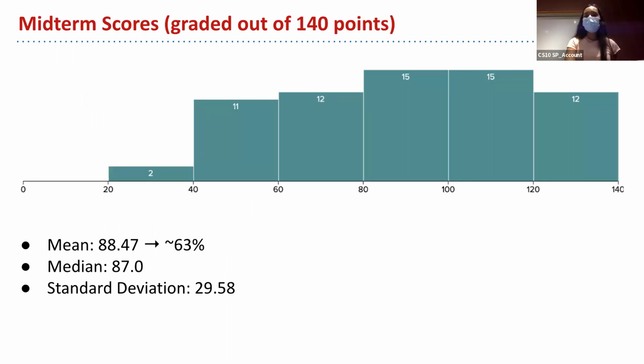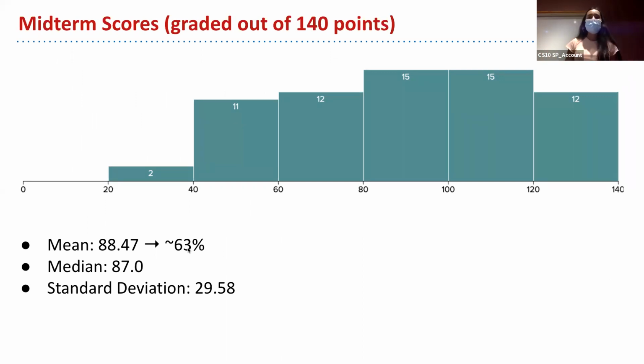Okay, so I said I was going to talk about midterm scores. Hopefully you saw that; I think they went out this morning. This is what the histogram looks like, and this is what the mean looks like. This is out of 140 points, so this is about 63%. This might seem low compared to what you've seen, especially since we have a lot of students coming from high school. But this is not super out of the ordinary for a CS class at Berkeley.